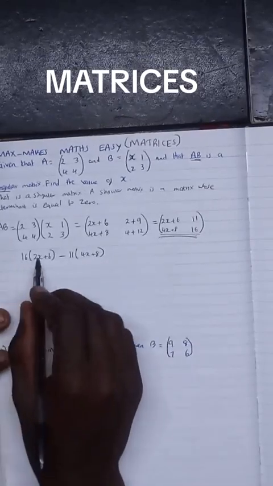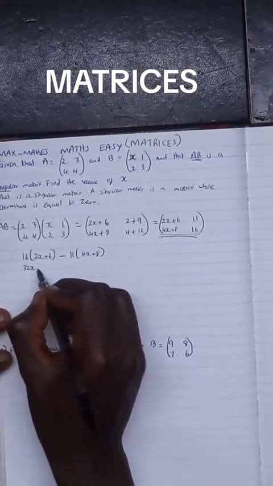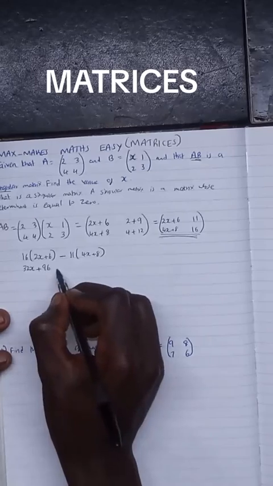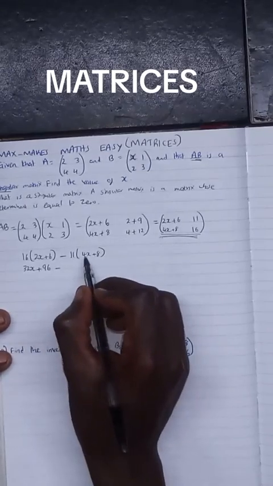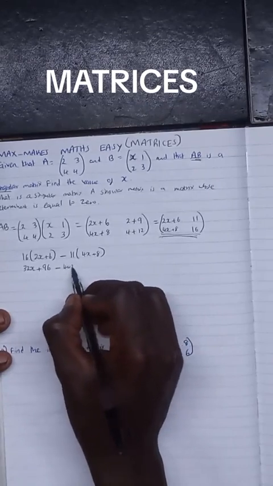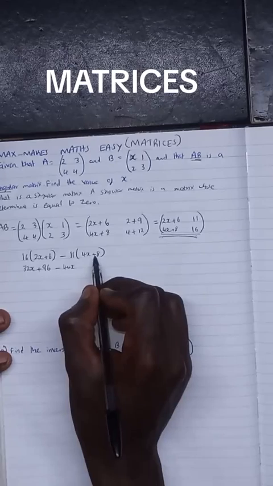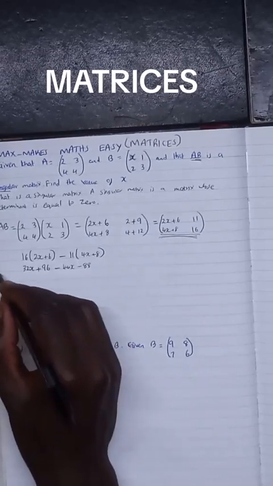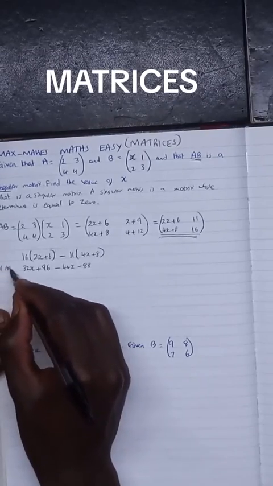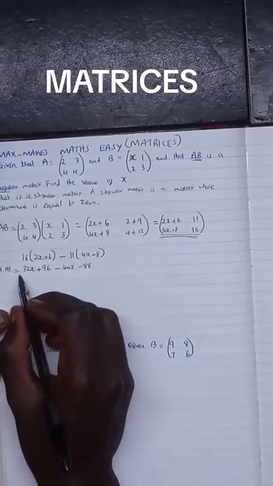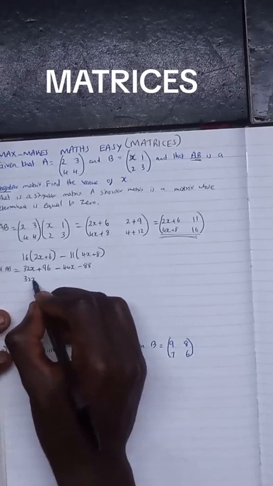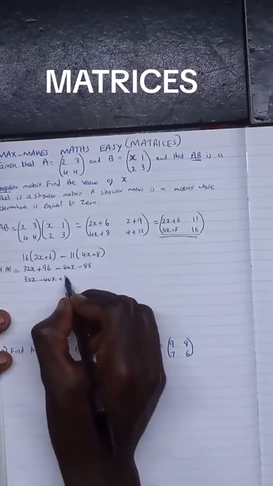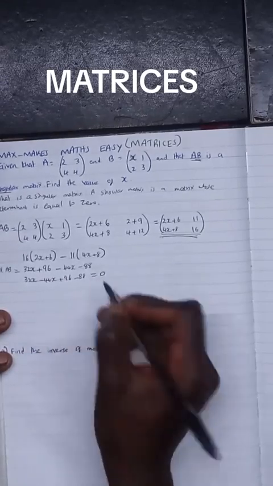What is this? This is 16 multiplied by 2x, that is 32x. Then 16 multiplied by 6, that is 96. Then minus 11 multiplied by 4, that is minus 44x. Then minus 11 multiplied by 8, that is negative 88. So this is the determinant of AB. We are told that the determinant of AB is 0, so let us put the like terms together: 32x minus 44x plus 96 minus 88 is equal to 0.